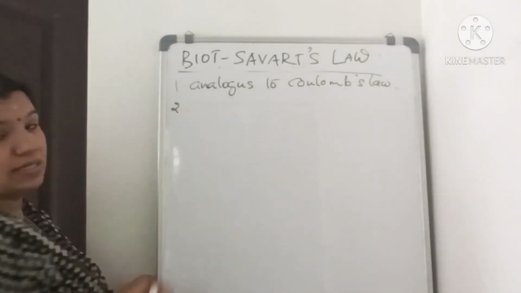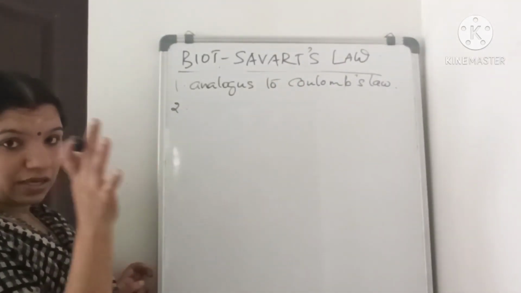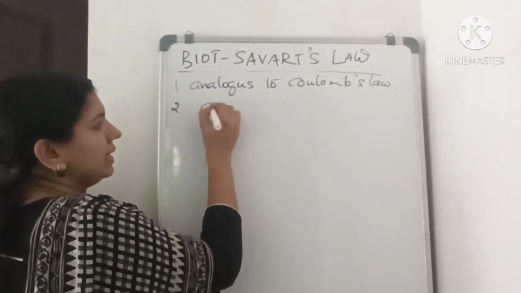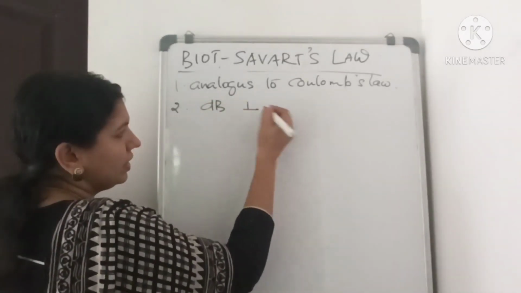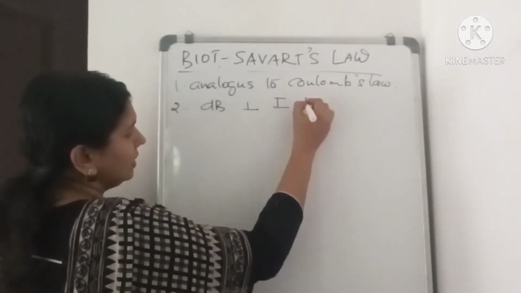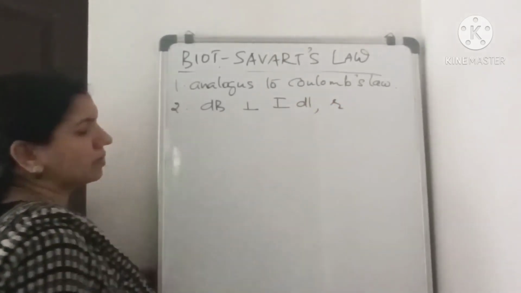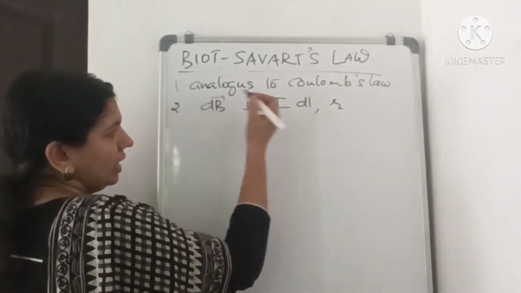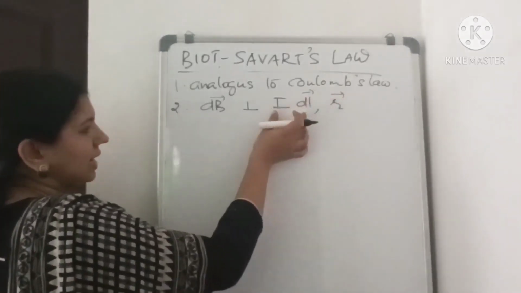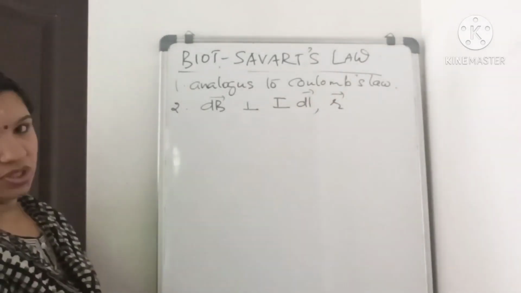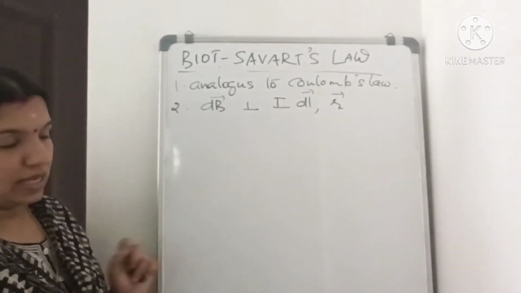Now the second one is, from the equation it is clear that dB is perpendicular to I dl as well as r. Okay, dB is perpendicular to I dl, the current element, as well as the position vector. That is the second point.